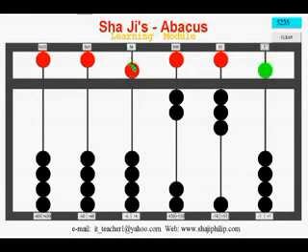This represents 5000. This one, 2 earthen beams, 100, 100, 200. Here 3 earthen beams, 10, 10, 10, 30, and here one heaven beam, that's the unit position, that is 5. So now the value is 5235. So clear it again.